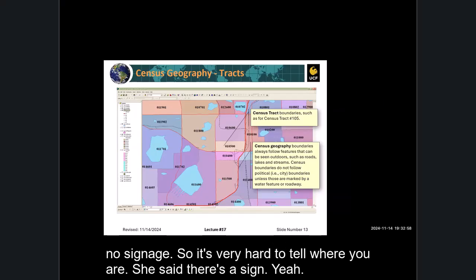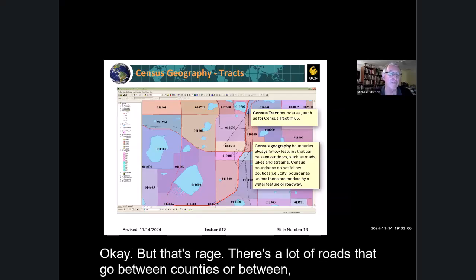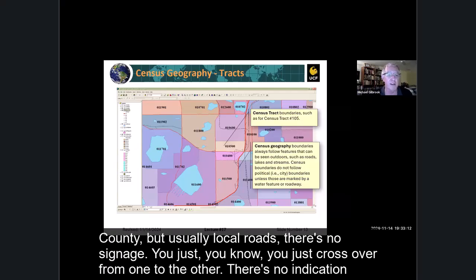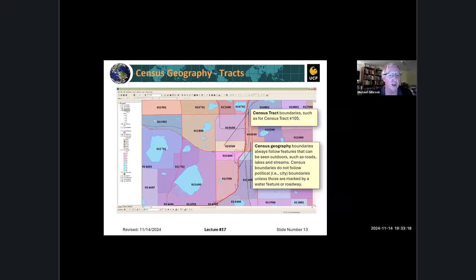She said there's a sign. Yeah, okay. But that's rare. There's a lot of roads that go between counties. It's more often that you'll see on something like an interstate, there'll be a sign that says now entering Orange County. But usually local roads, there's no signage. You just cross over from one to the other. There's no indication at all.